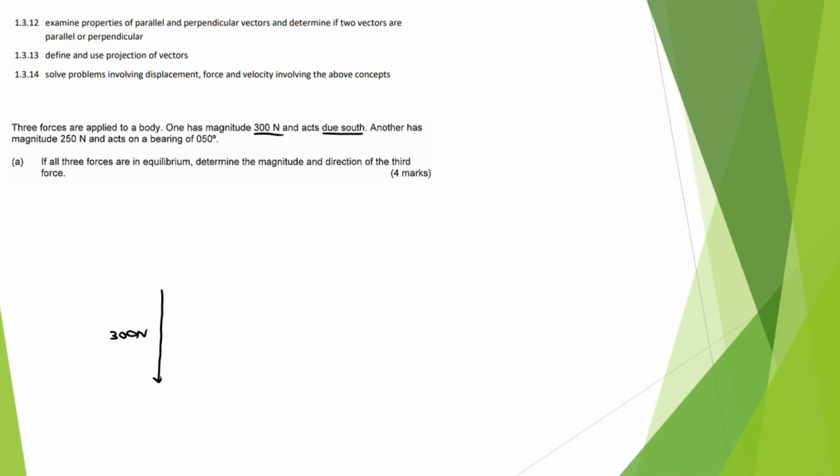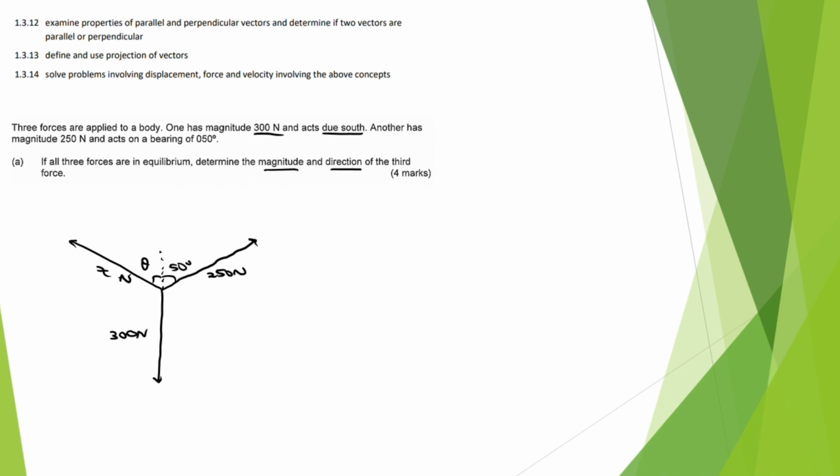Now this next one has a magnitude of 250 newtons, and it acts on a bearing of 50 degrees. So that's approximately like this. I know my other vector will need to be acting something like this, and it'll have some sort of bearing associated with it. I want to find the magnitude and also the direction of the third force. So this will have x newtons, and an associated angle which I'll label theta.